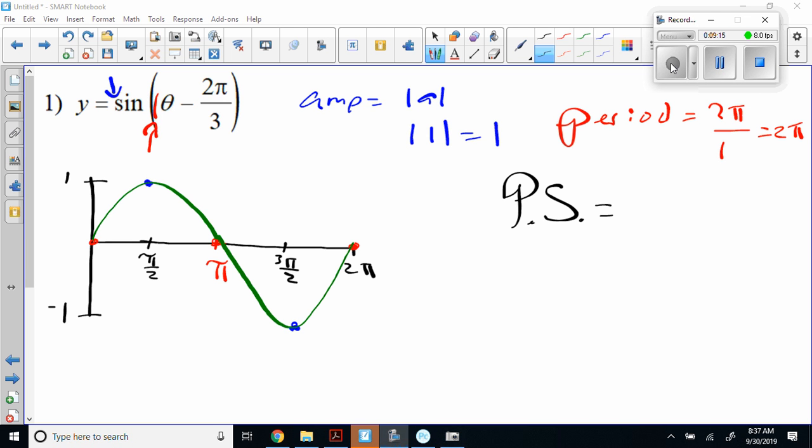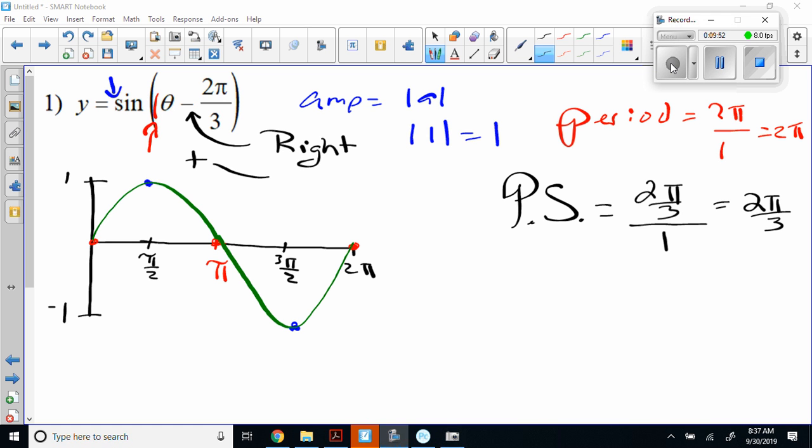It is what? 2 pi over 3 over what? 1. Which is what? 2 pi over what? 3. Question? No. The negative and positive tells you what direction it's going. So with this being a negative, it would be going to the what? If it was positive, it would be going to the what?